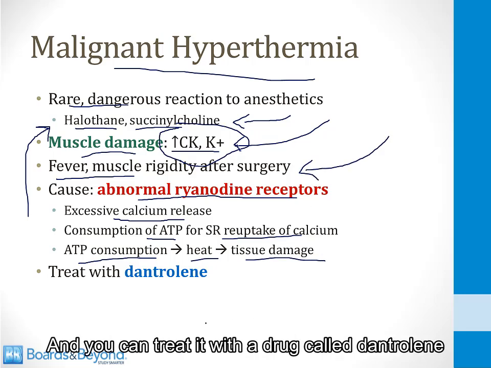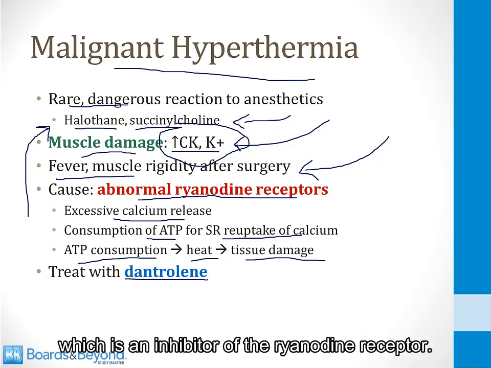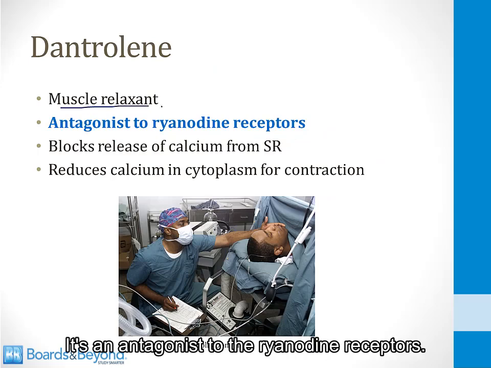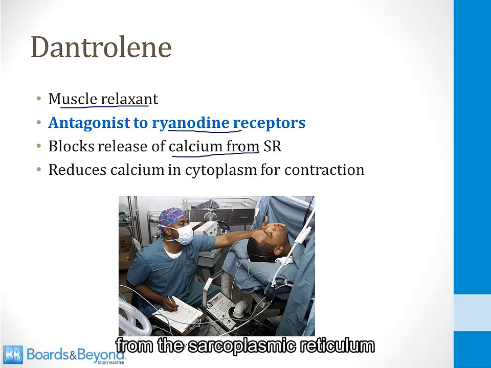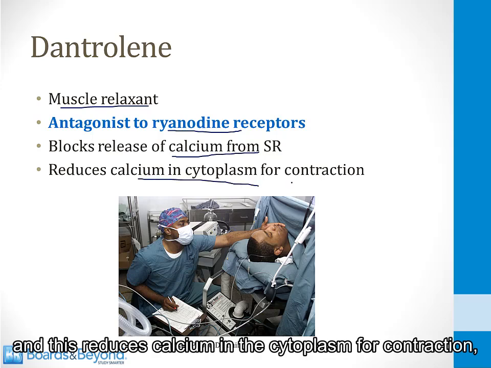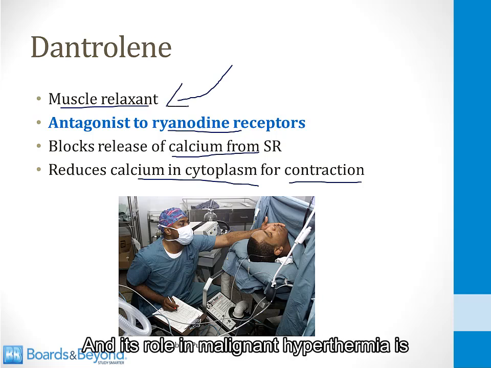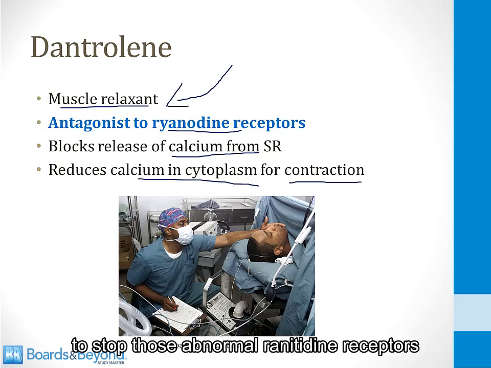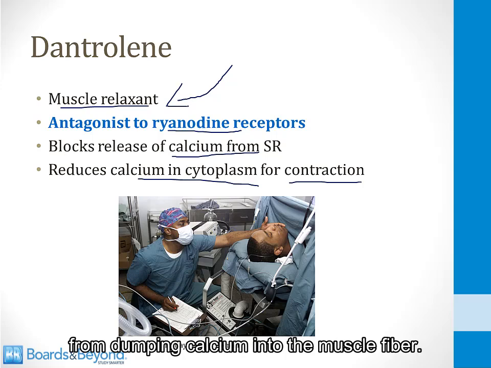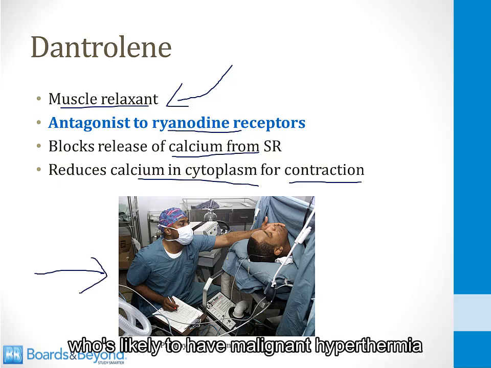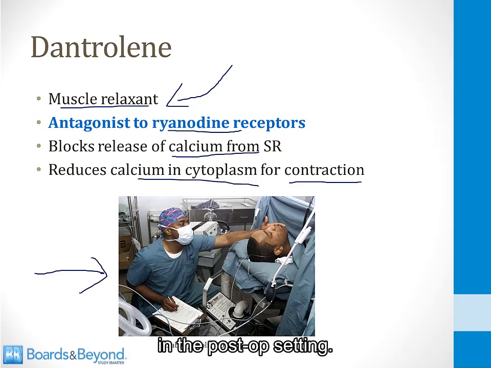And you can treat it with a drug called dantrolene, which is an inhibitor of the ryanodine receptor. Dantrolene is a muscle relaxant. It's an antagonist to the ryanodine receptors. It blocks the release of calcium from the sarcoplasmic reticulum through the ryanodine receptors, and this reduces calcium in the cytoplasm for contraction. That's why it's a muscle relaxant. And its role in malignant hyperthermia is to stop those abnormal ryanodine receptors from dumping calcium into the muscle fiber. And this is a patient undergoing surgery to remind you of the type of patient who's likely to have malignant hyperthermia in the post-op setting.